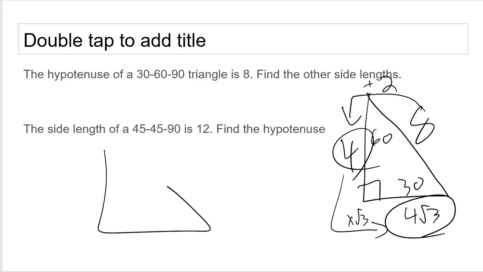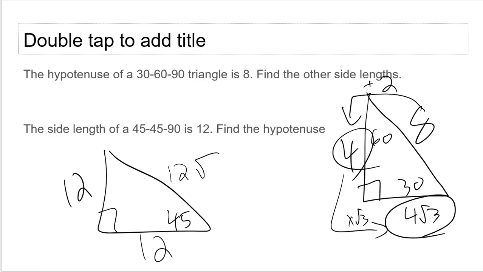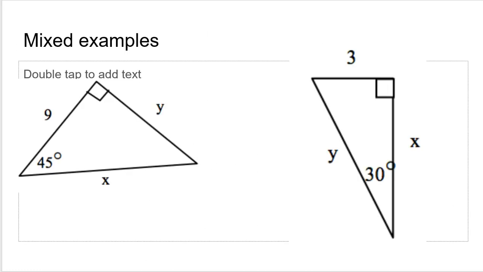Here, the side length of a 45, 45, 90 is 12. Okay. If you remember, 45, 45, 90 means both... Oops, wrong number. In a 45, 45, 90, my legs are 12. And then the hypotenuse is simply just 12 square root of 2. Alright, more examples. So, 45, 45, 90. Once again, our legs are the same, so that's 9. And then this is just simply 9 root 2.